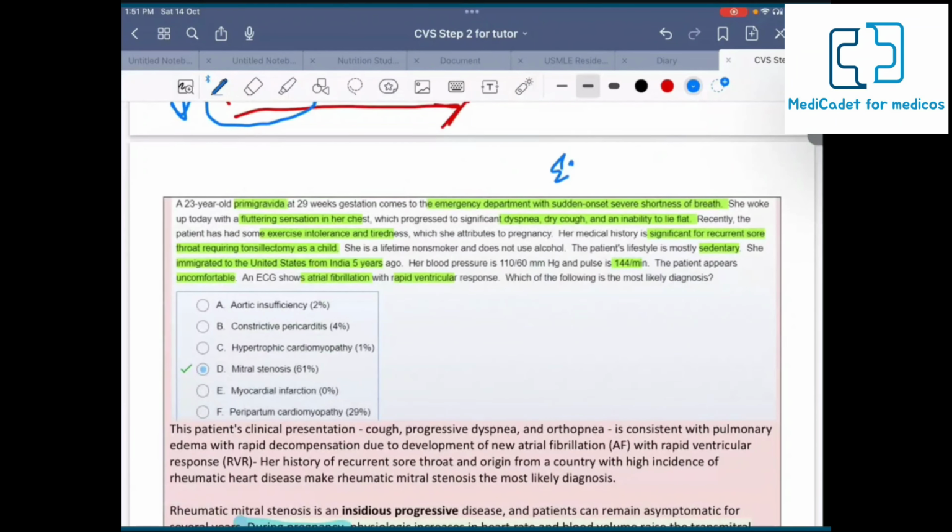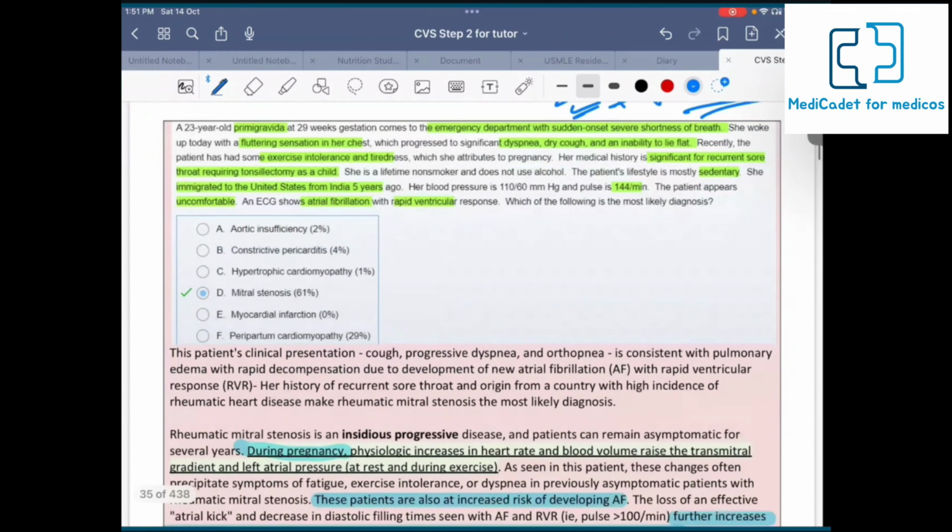But always remember echo, and always remember surgical valvular repair. That is the treatment and investigation of choice. Keep it clear. Okay, let's see this question. Which of the following is the most likely diagnosis? It's an atrial fibrillation with rapidly irregular response.